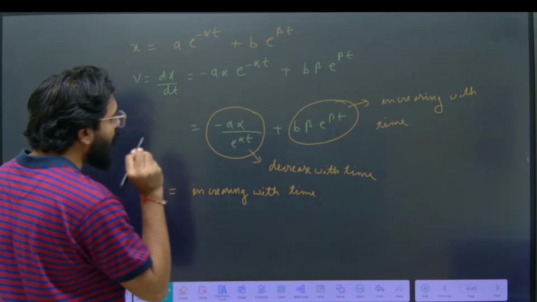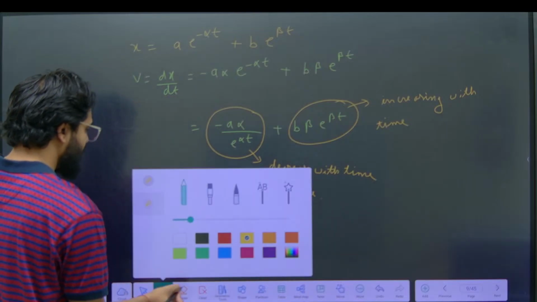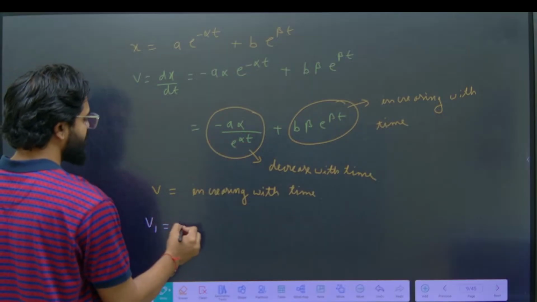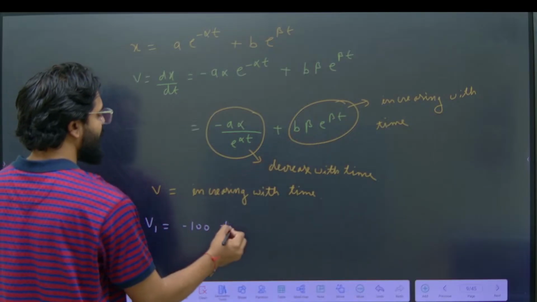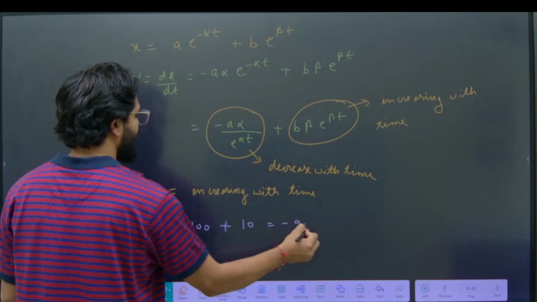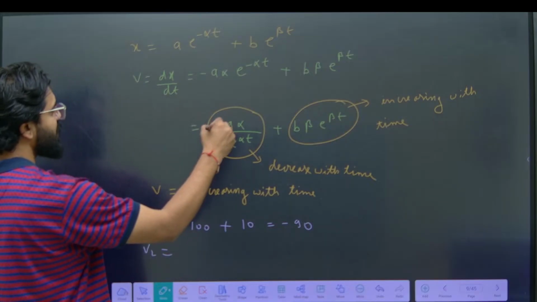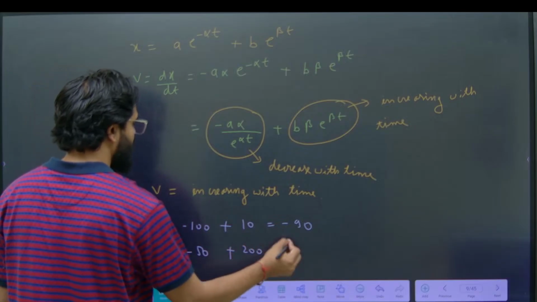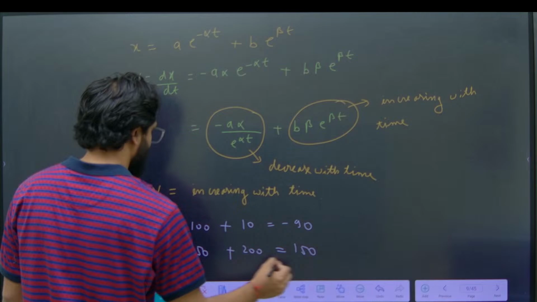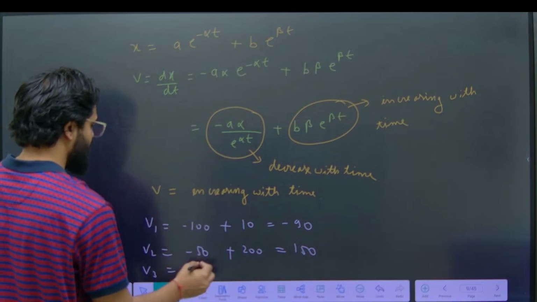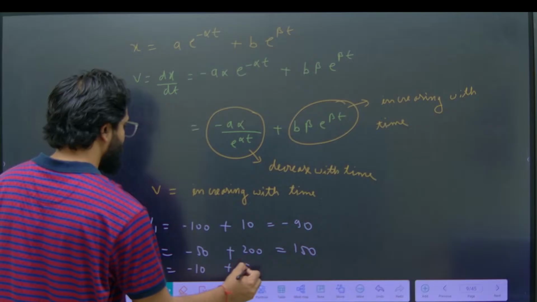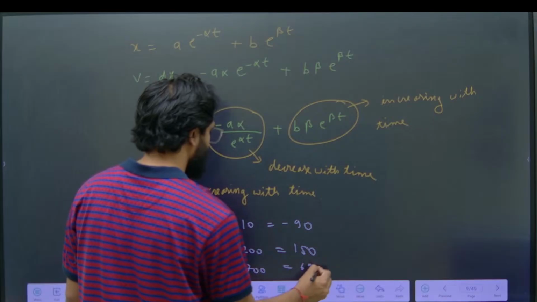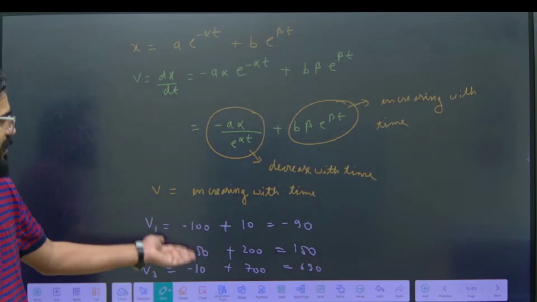Correct? If you have doubt in this, I can give you a very silly kind of example. Let's say V1: if the value of this term is negative 100 and the value of this one is 10, what is the answer? Negative 90. The magnitude of this term is decreasing with time. So let's say it is negative 50, and this one is 200, increasing with time. So it will be 150. Let's say V3: it is decreasing with time, so now it is negative 10 and the other might have become 700. A very silly example without putting in the values, just to make sure. So you can see clearly that velocity is increasing with time.